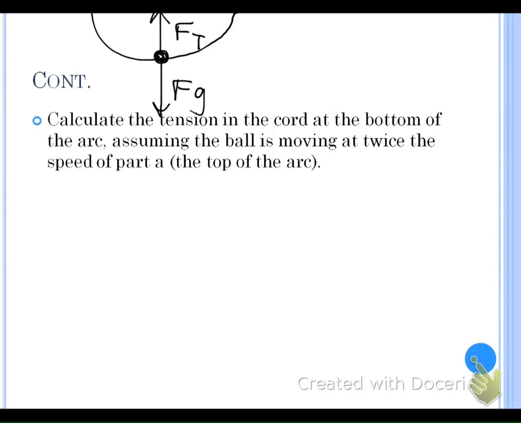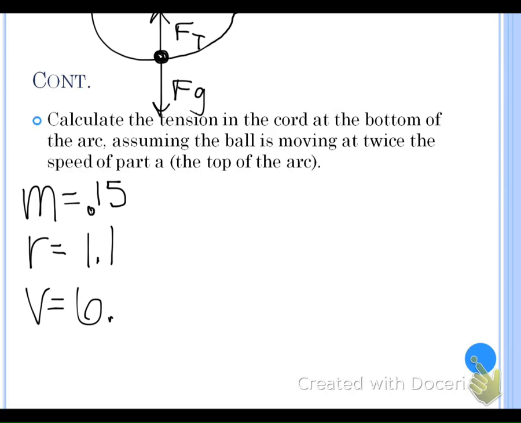Okay, so for this problem only, we're going to assume that the velocity is 2 times what it was at the top of its arc. The mass doesn't change. The radius doesn't change. The velocity will be 2 times 3.3, which is 6.6.